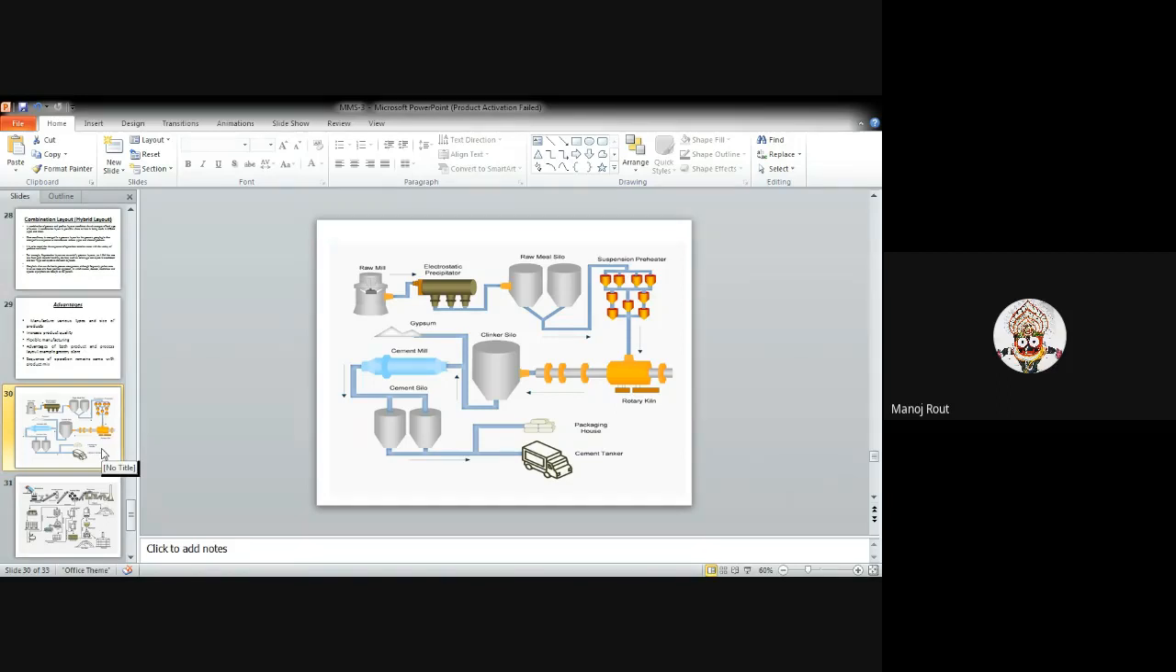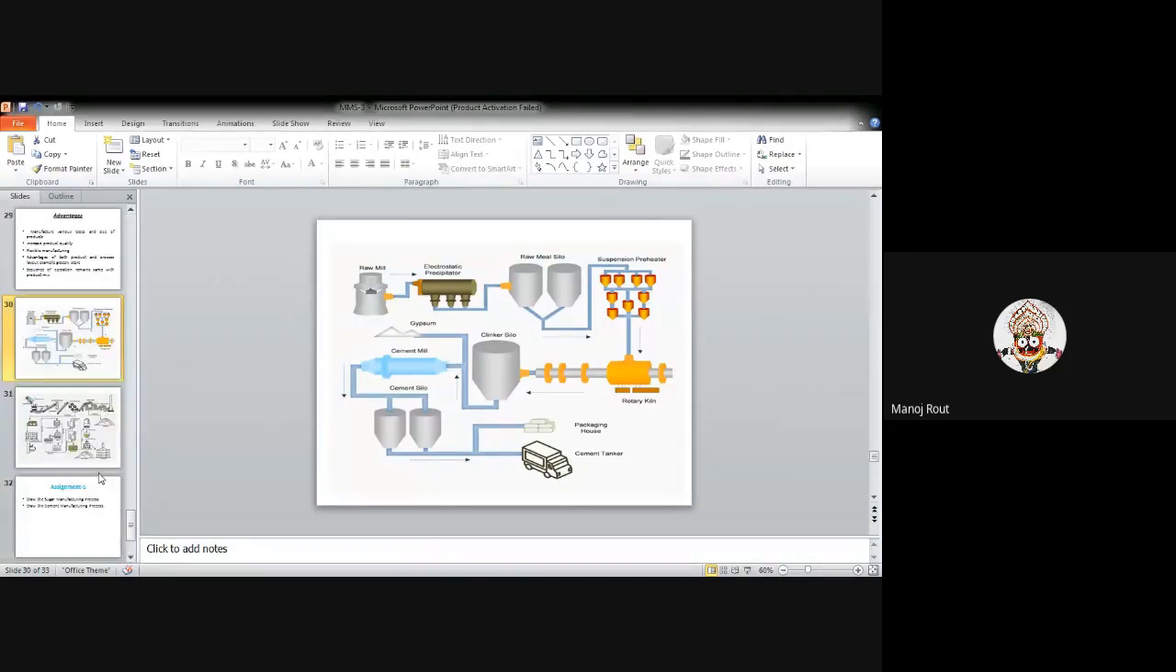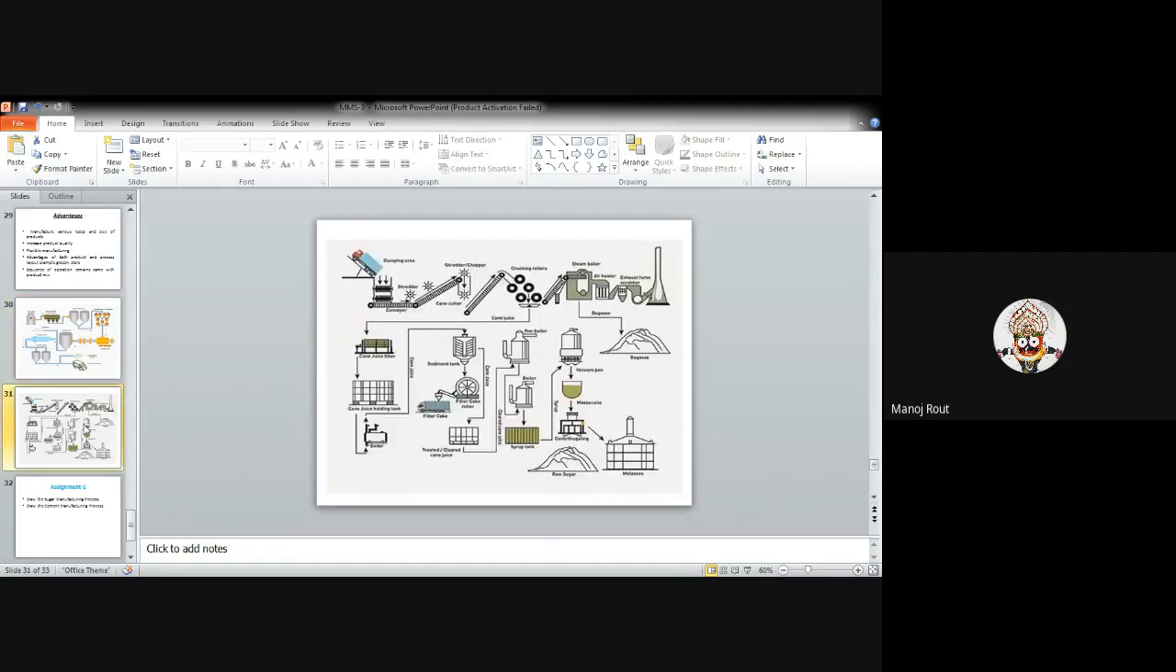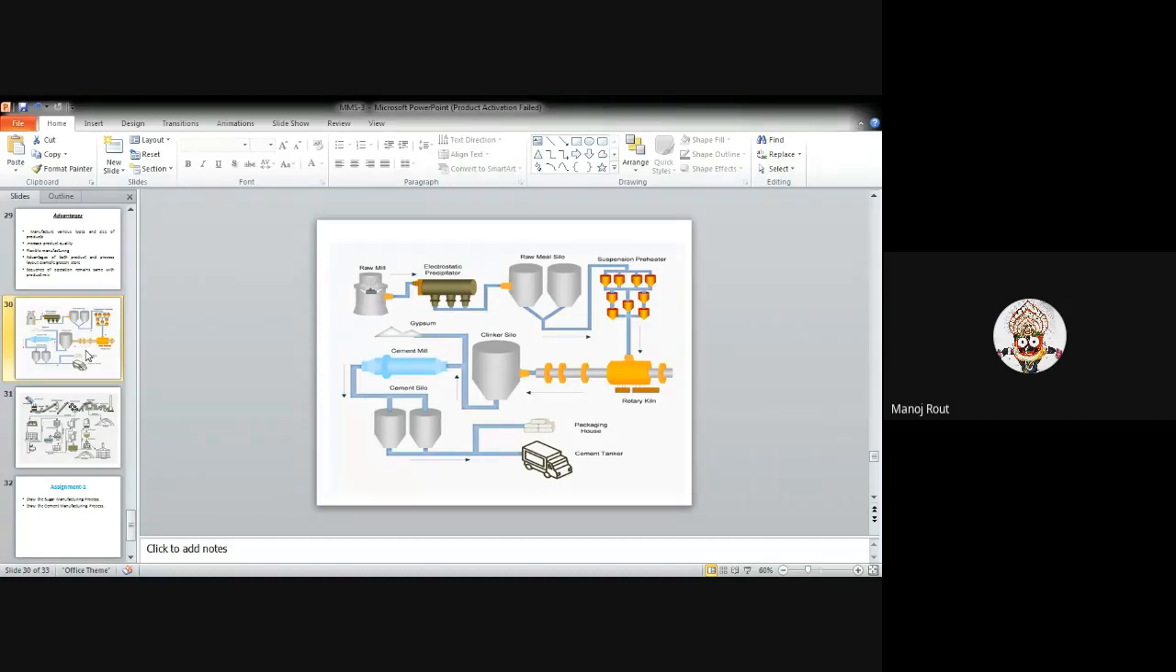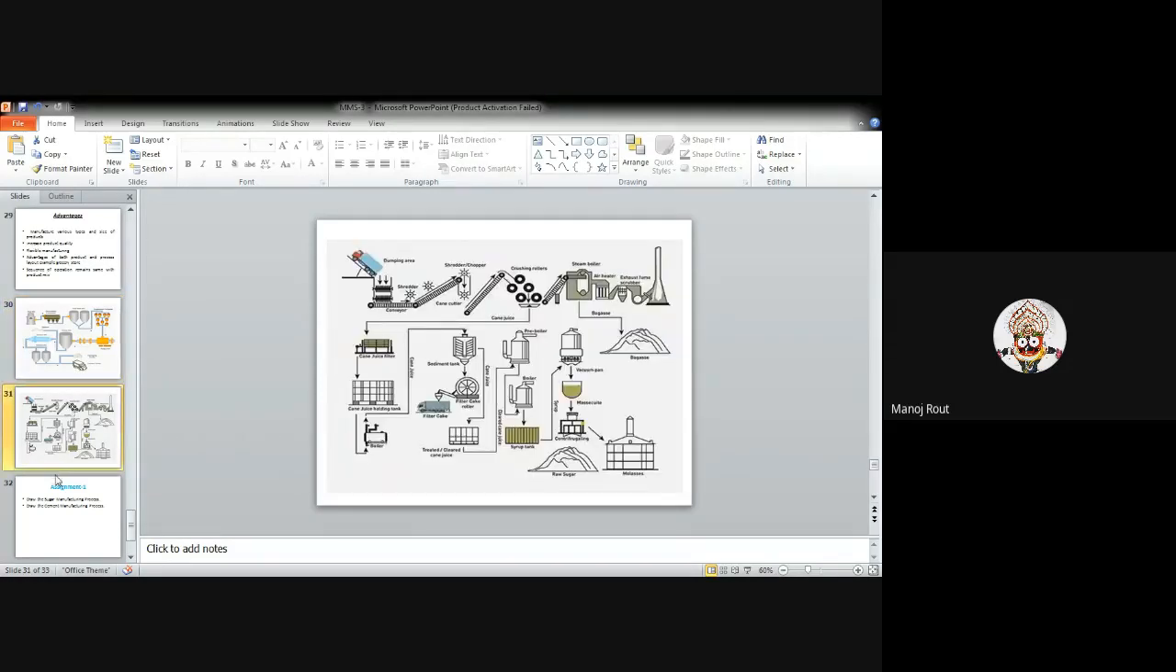But before leaving, I just want to remind you regarding the assignment given by myself: who has done this particular layout in the case of the sugar industry and the cement industries? Anyone?